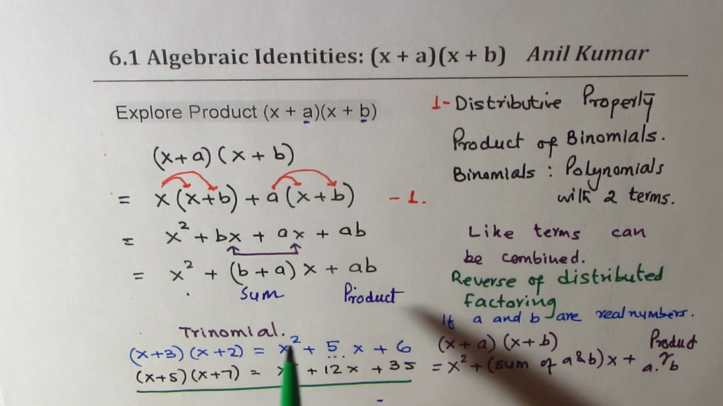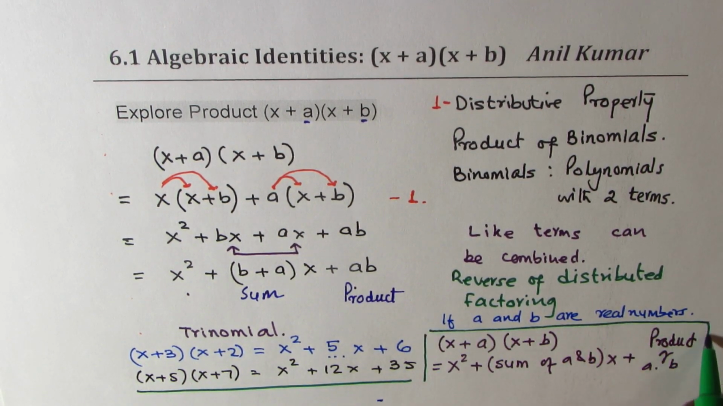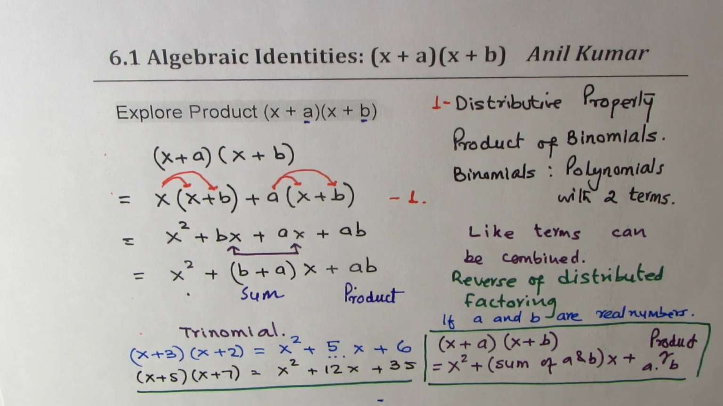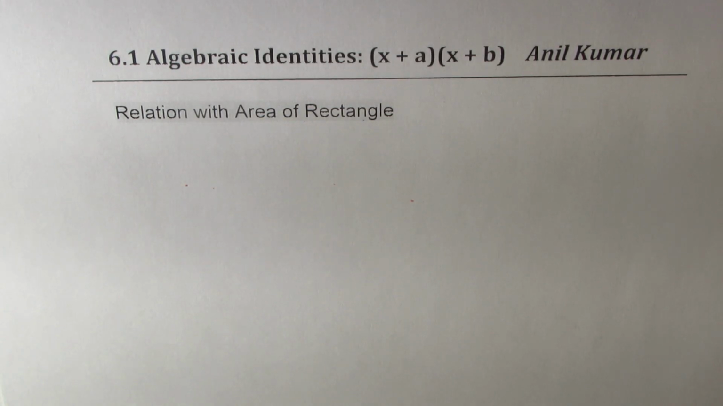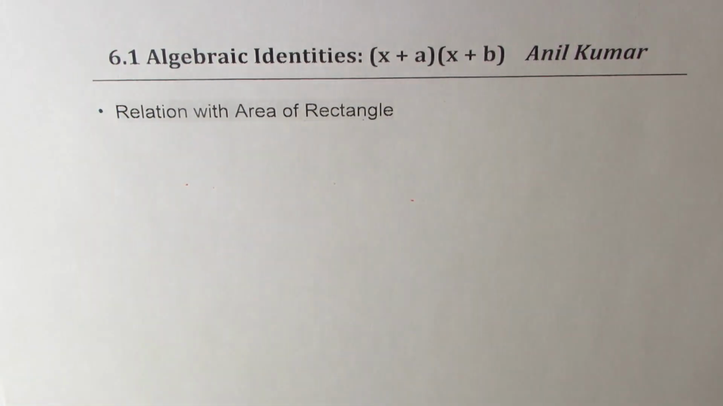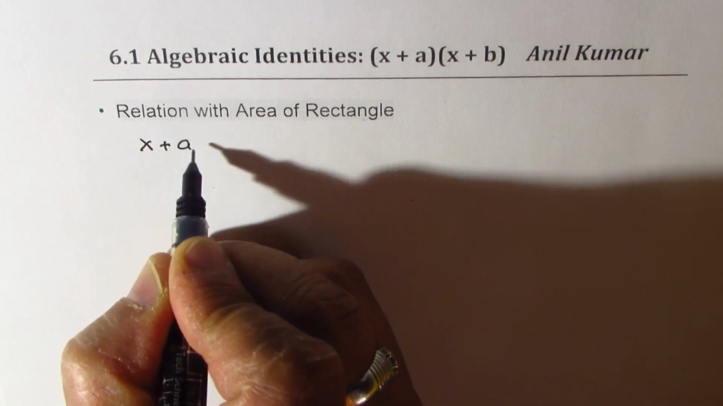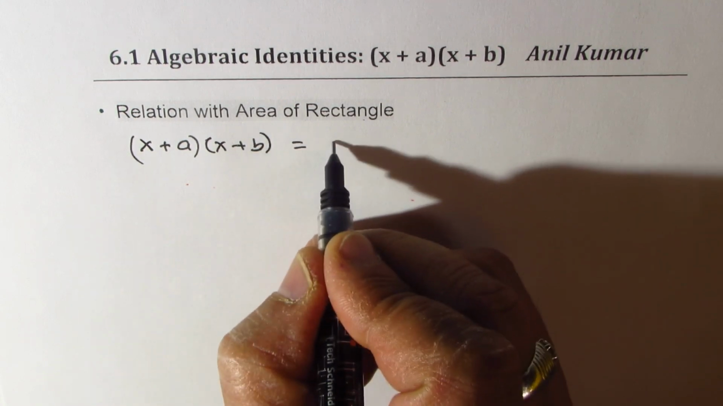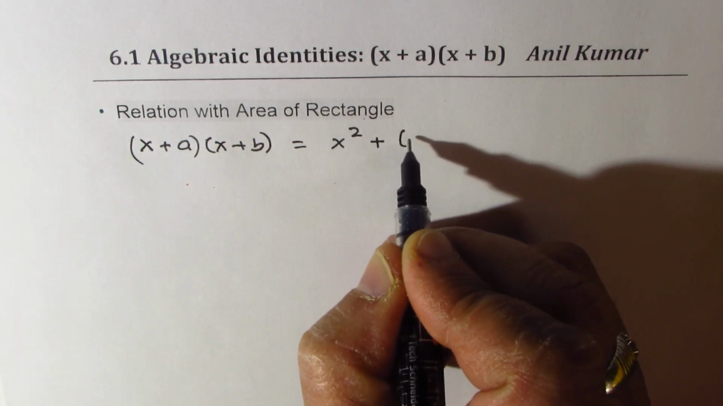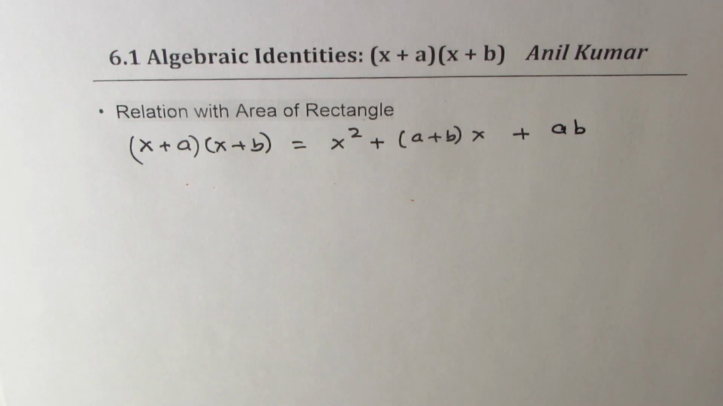So what you get here is sum and product as I have written right there. Now we are going to explore this in this particular video. So let's take some more examples based on the same thing. Now we'll talk about a relation with rectangle. So what I'm trying to say here is, we'll again take up this (x + a)(x + b). Now we saw that this is equal to x² + (a + b)x + ab, right?